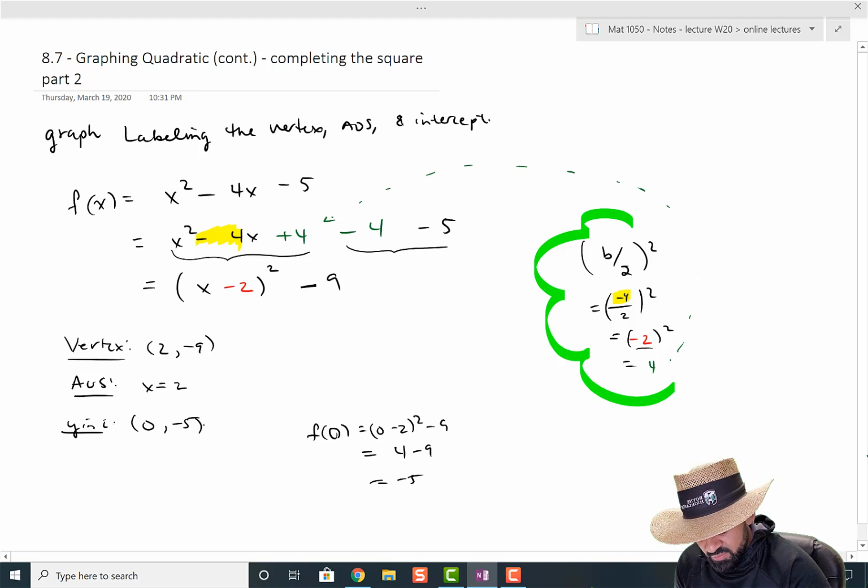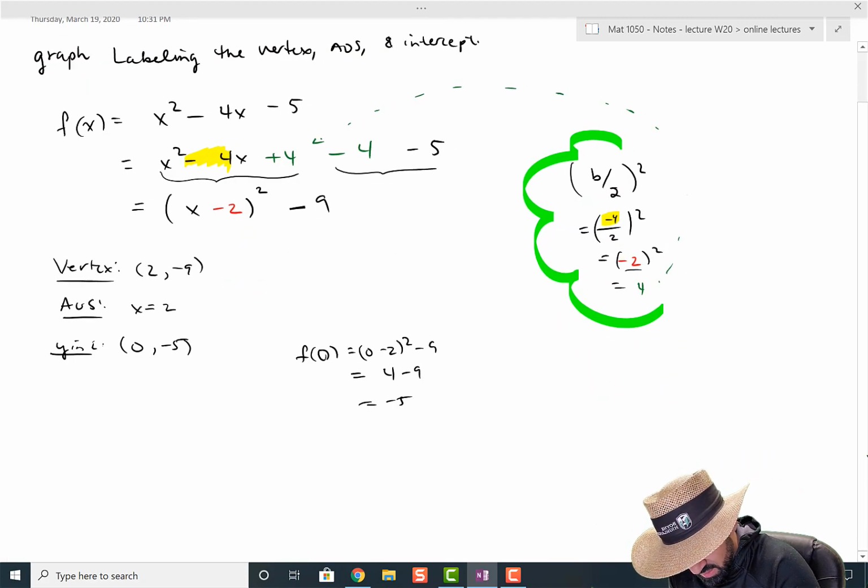Okay. Now, finally, we can find our x-intercepts in the same fashion. X-intercepts. Okay. So if I make the y 0 and I'm looking for the x's, okay. So here we go. We're just going to isolate directly because the square is already completed.